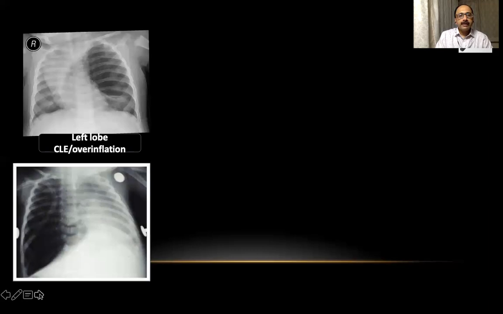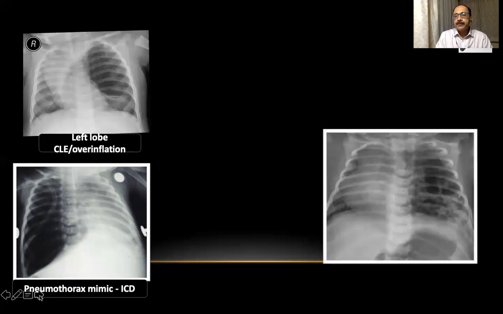Now look at this X-ray. What you find is the right hemithorax, which is black. So there is air which is accumulated. Lung margins are visible. So this is not a pneumothorax, but it mimics a pneumothorax. Somebody put in an ICD in this, thinking that it is a pneumothorax. But obviously the baby has not improved, because this is indeed again a congenital lobar emphysema affecting the right lobe. And look at this X-ray, which is almost mimicking a congenital diaphragmatic hernia.